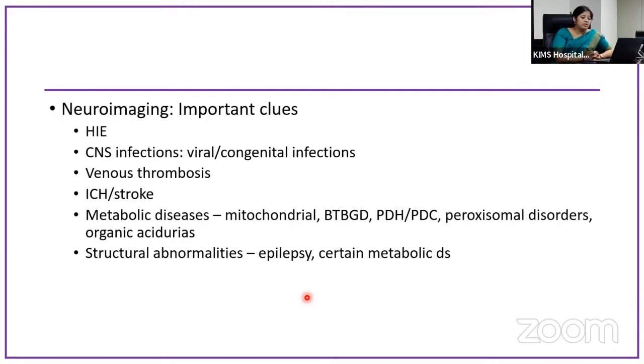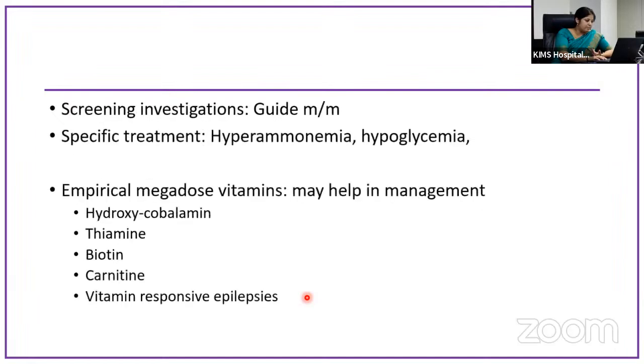In certain kids, structural abnormalities can be seen on imaging, especially if the kids present with epilepsy or certain metabolic disorders. Certain metabolic disorders like PDH and PDC do have structural brain abnormalities also. So imaging is always complementary to our clinical acumen, but it has to be tailored and investigations have to be done on a case-to-case basis.